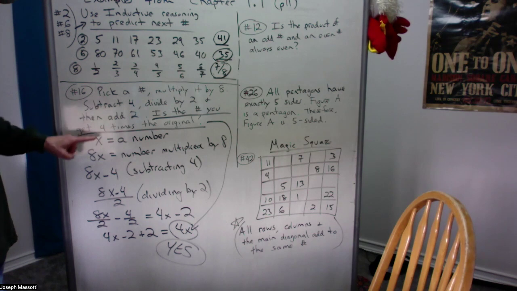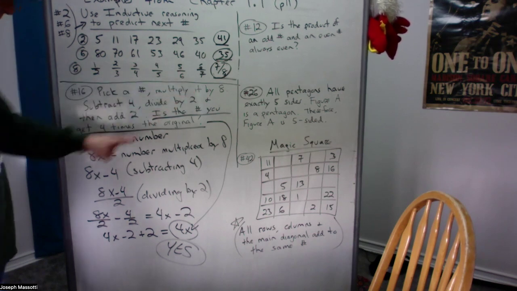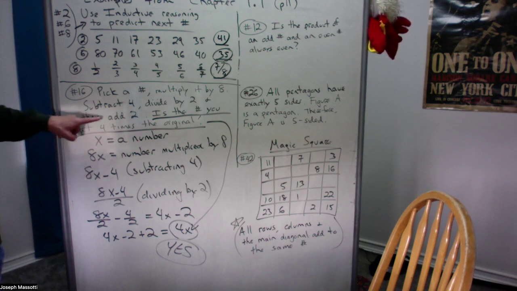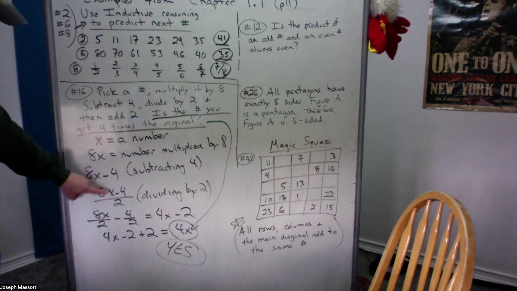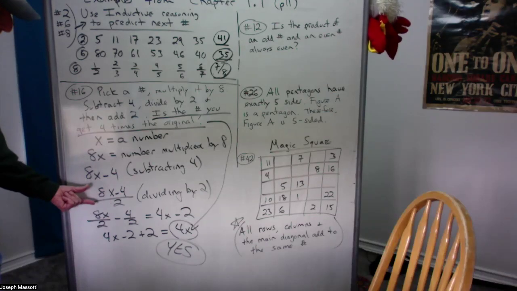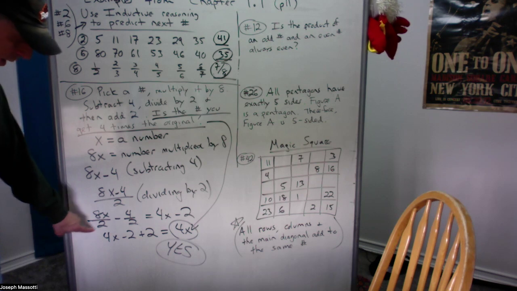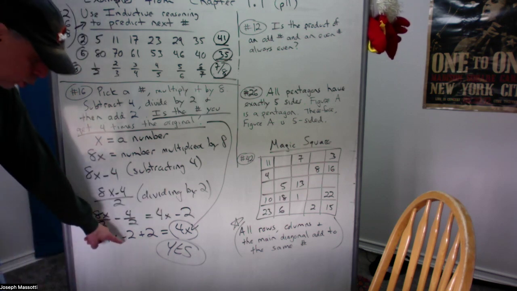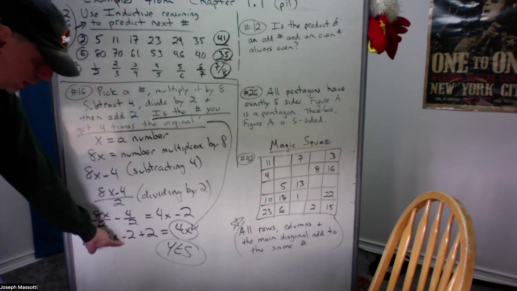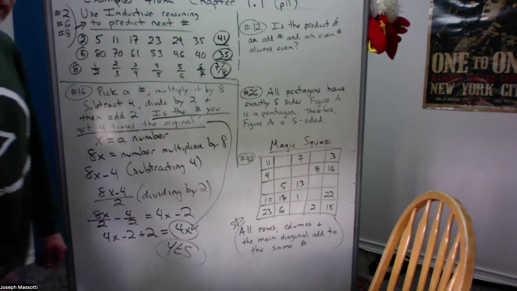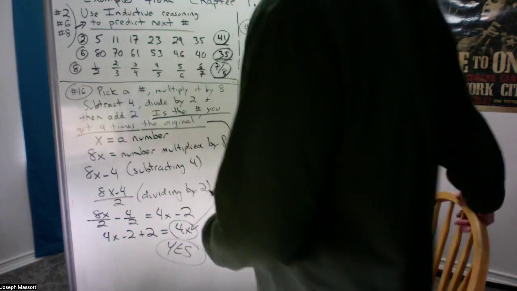is true. Pick a number, label that number. Multiply it by 8, now we have 8 times that number. Subtract 4, we have 8 times that number minus 4. Divide by 2, we have 8x minus 4 divided by 2. Again, we split up into 2 parts, 8x over 2 and negative 4 over 2. That reduces down to 4x minus 2. We then do the last step of adding 2. We end up with 4 times the original number, which was the question. So that is how you do those problems.